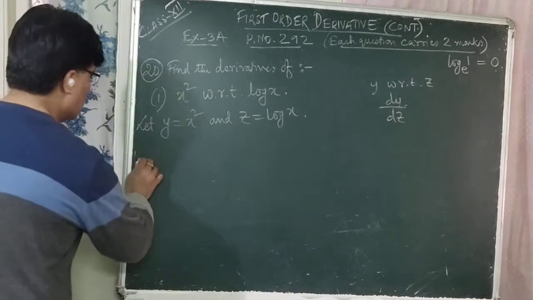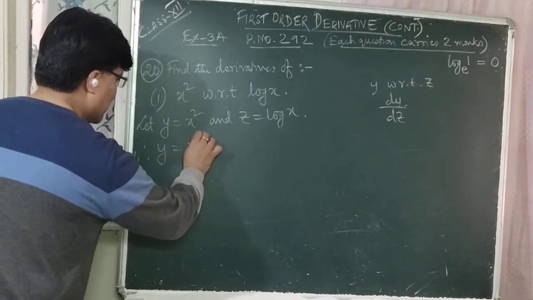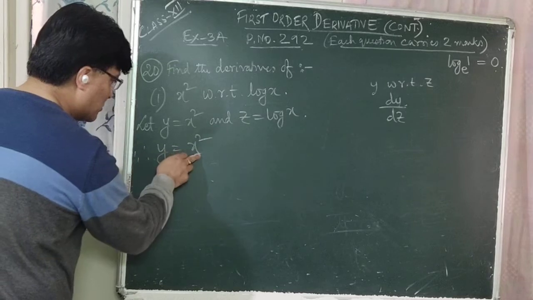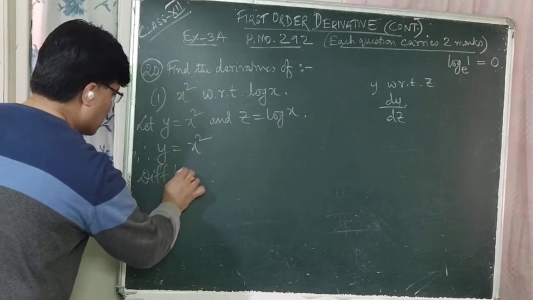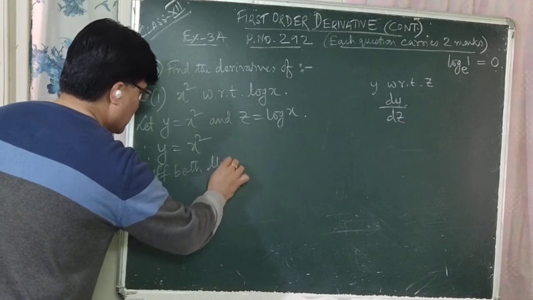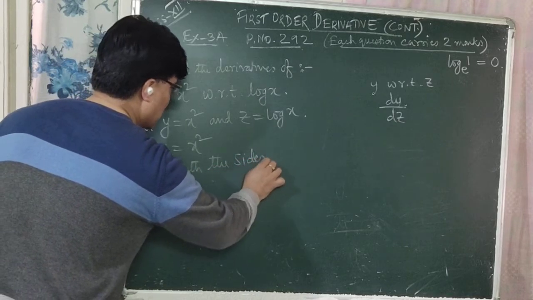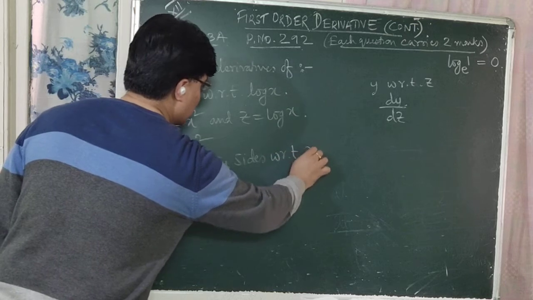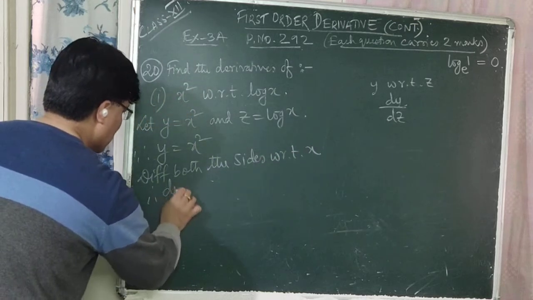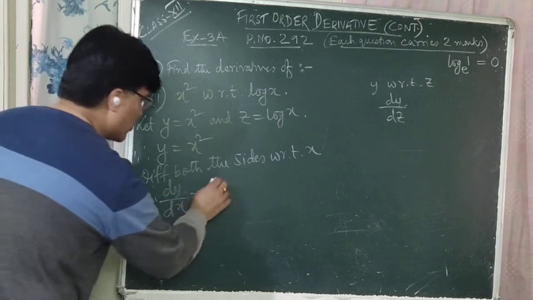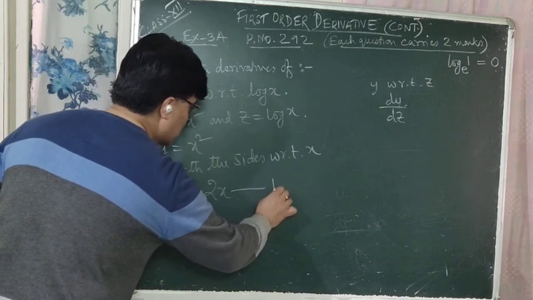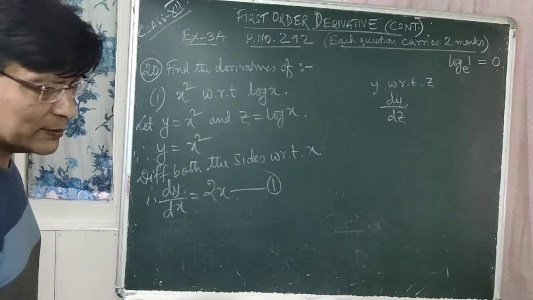Now y is equal to x squared. So y is expressed in terms of x. So find dy by dx. Differentiating both the sides with respect to x, dy by dx is equal to, what is dy by dx of x squared? It is only 2x. Let us mark it number 1.